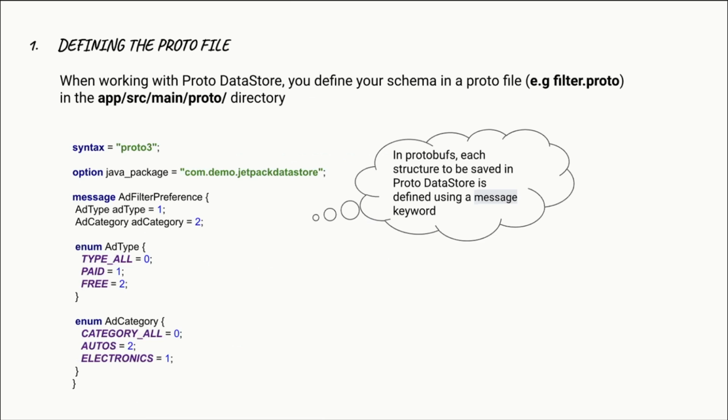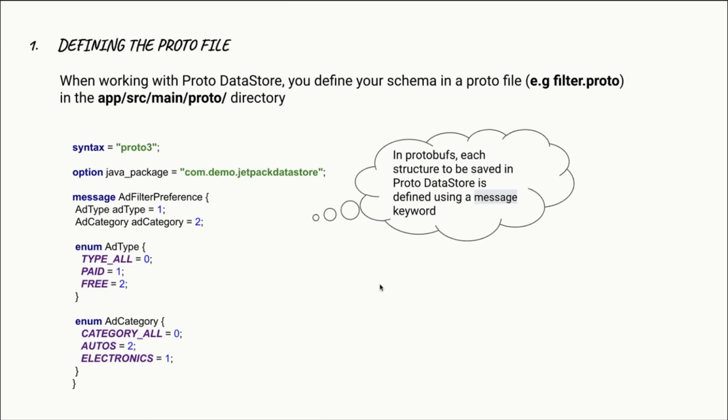Now, as I told you, I am using the protobuf Proto DataStore for storing the filter for the particular list. My filter can consist of two things. One is the ad type. Ad type is either free or paid, or it could be unspecified, which means all ads or all types of ads. Second, it can consist of an ad category, right?